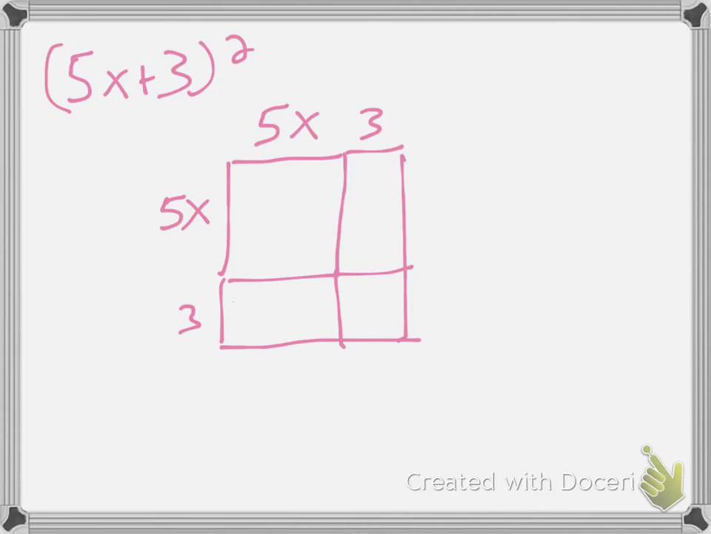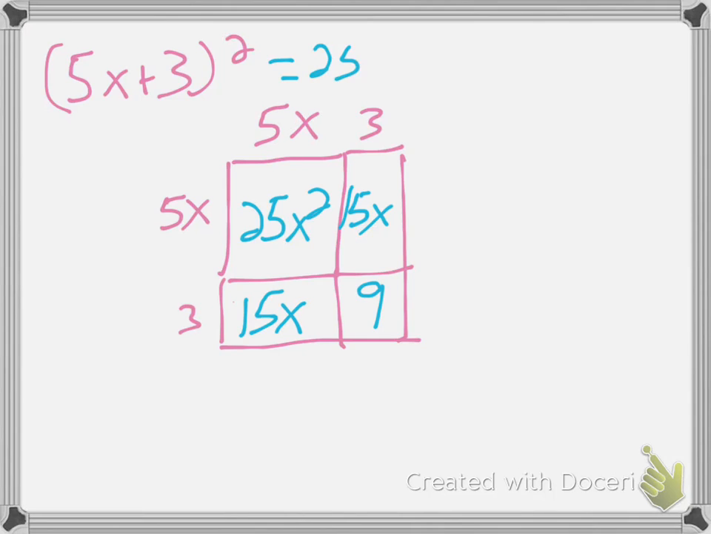With negatives, it'll work the same way. Just make it a negative. Now this is 25x squared. This is 3 times 5x is 15x. 3 times 5x is 15x. And then 3 times 3 is 9. So of course, filling in the picture, we have 25x squared plus 30x because we have two 15s, and then plus a 9. Okay?